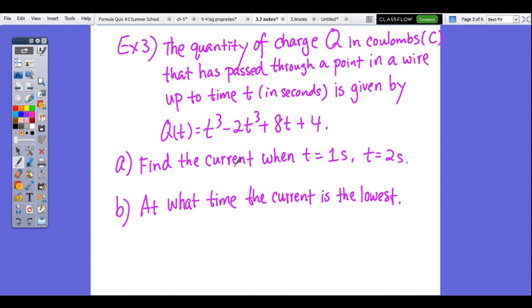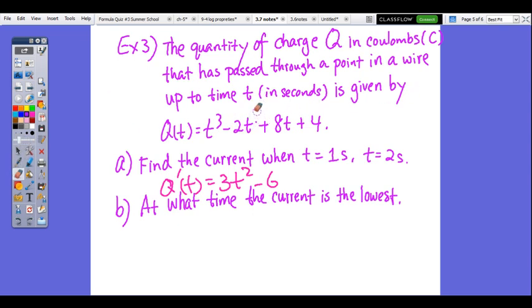And now you want to find the current. The way to find the current is basically just finding the derivative of the charge. So first thing you want to do is take the derivative, Q prime of t. So we do have 3t squared minus 6. Well, there's a typo here, this one's supposed to be a square. Okay, let me fix that.